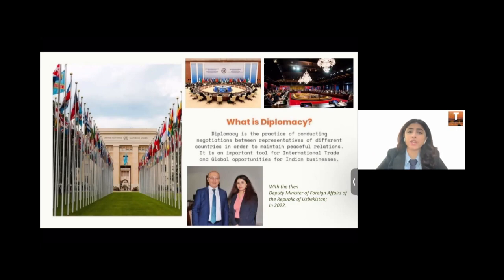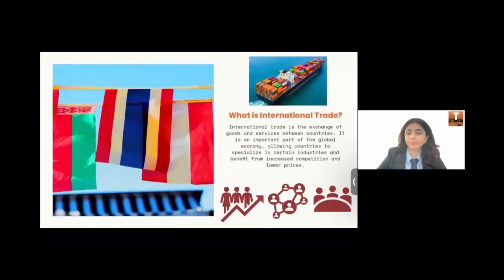Another example can be Track II diplomacy, as I am a practitioner of Track II diplomacy. This type of diplomacy involves unofficial or informal channels of communication and dialogue. For example, this includes academic and cultural exchanges, think tank collaborations, and non-governmental organizations, NGOs, facilitating dialogues between the conflicting parties. Track II diplomacy often complements official diplomatic efforts, and it can also contribute to building trust and fostering understanding. Okay, coming to the next slide.